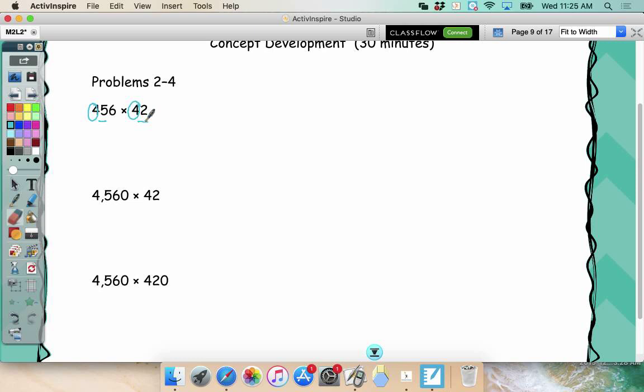So I'm going to look at the 5, Brandon, to tell me what to do with the 4. So the 4 becomes a 5, and then flex your muscles like a hero. So I've got 500, correct? And then Logan, round 42. 40. And can most of you do that in your head? Okay, so this is going to be 500 times 40.